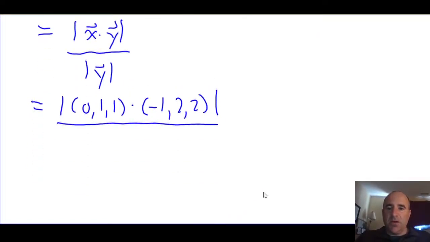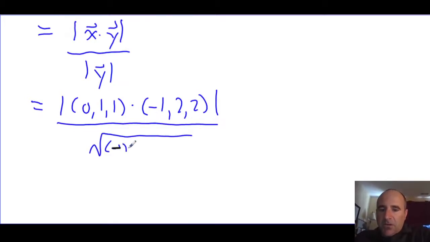then dividing by y, the square root of negative 1 squared plus 2 squared plus 2 squared.